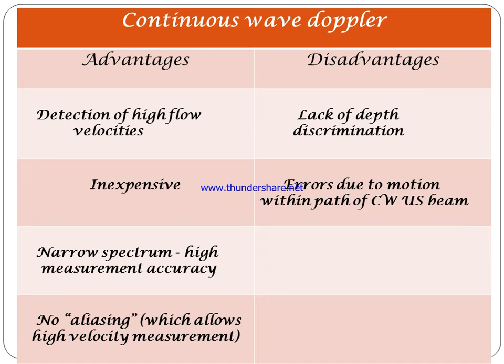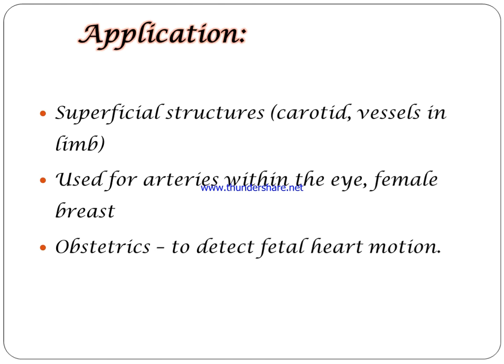Advantages and disadvantages of continuous wave Doppler. Advantages are detection of high flow velocities, inexpensive, narrow spectrum which provides high measurement accuracy, and no aliasing artifact. Disadvantages are lack of depth discrimination and error due to motion within the path of the continuous wave ultrasound beam. Applications are superficial structures, such as arteries within the eyes, female breasts, and in obstetrics to detect fetal heart motion.